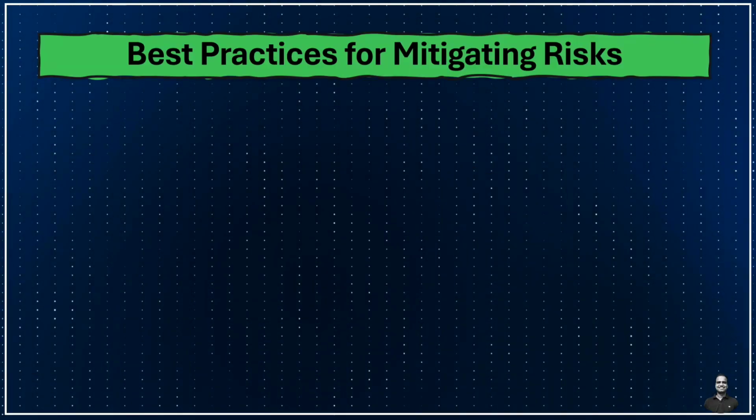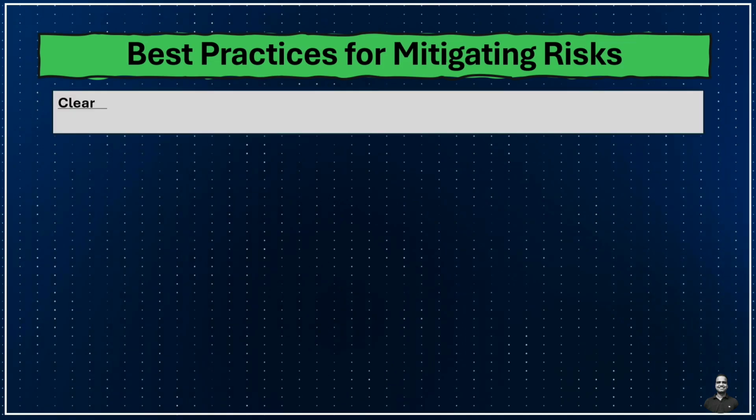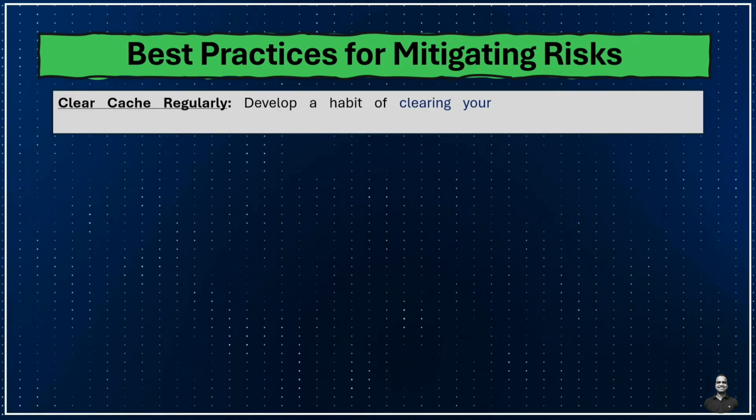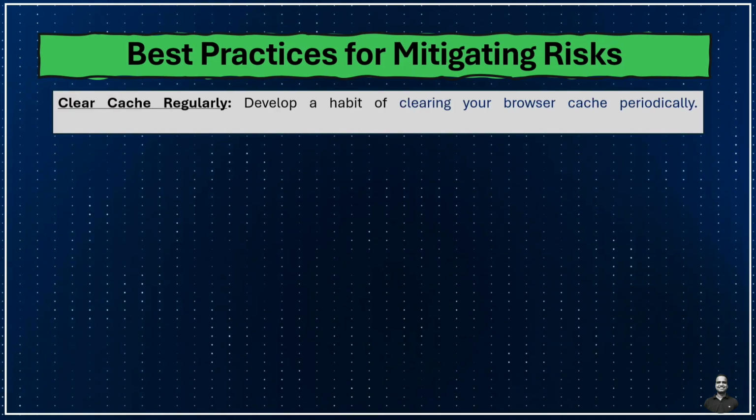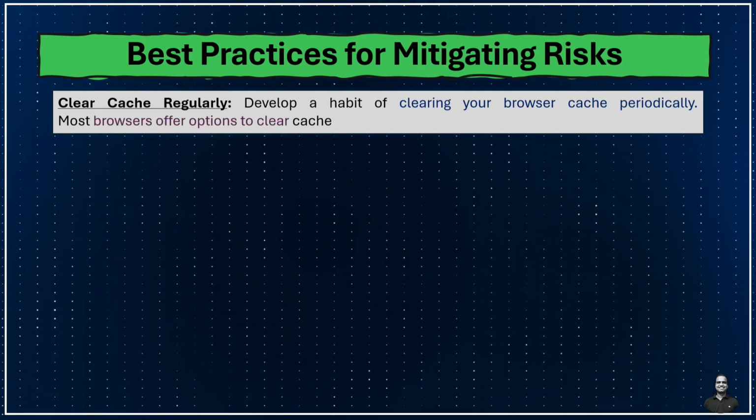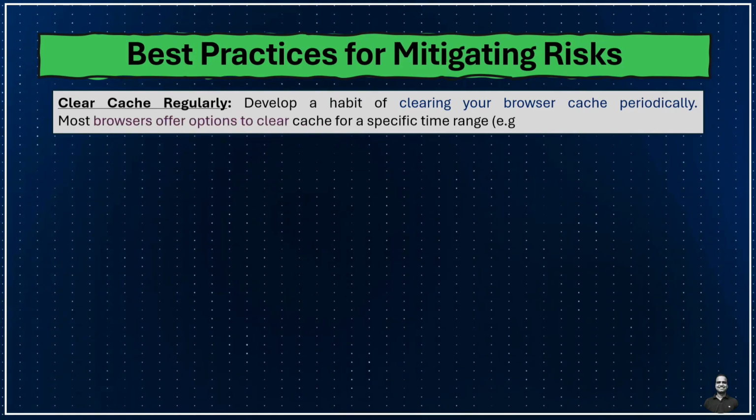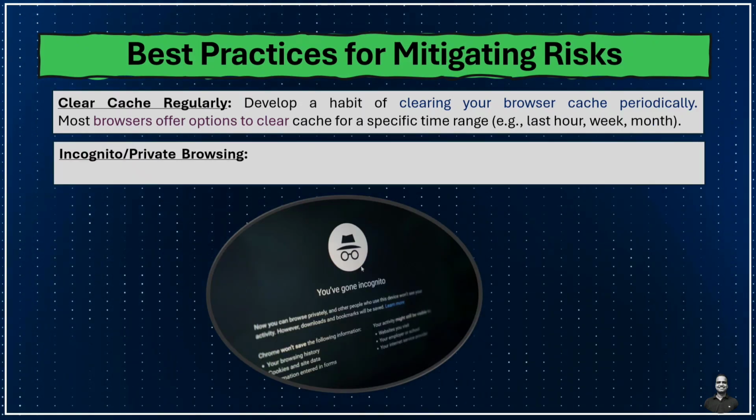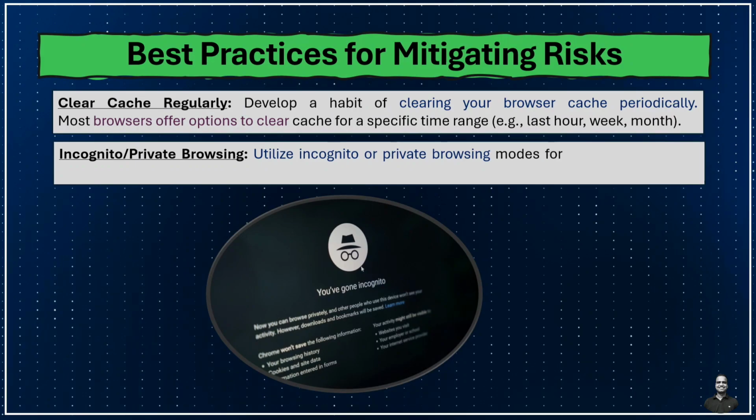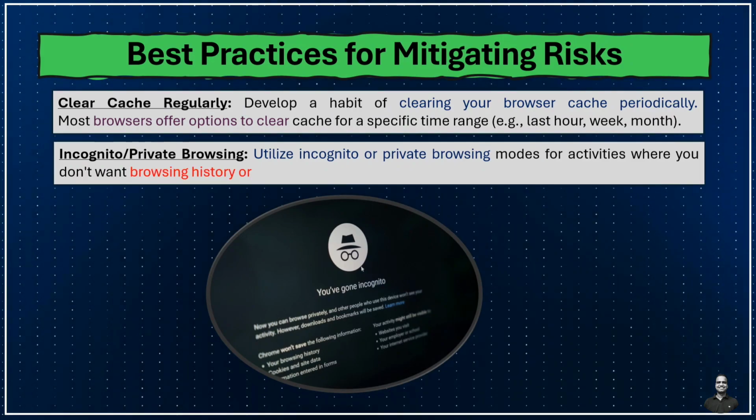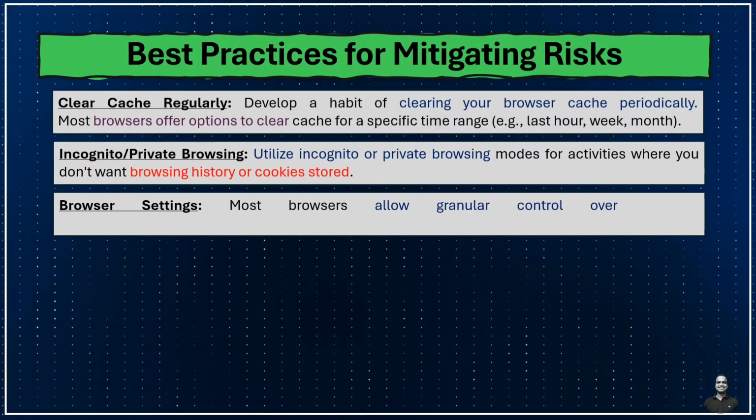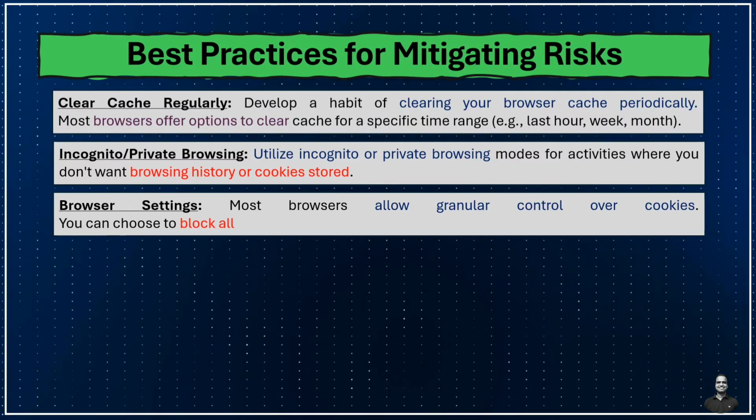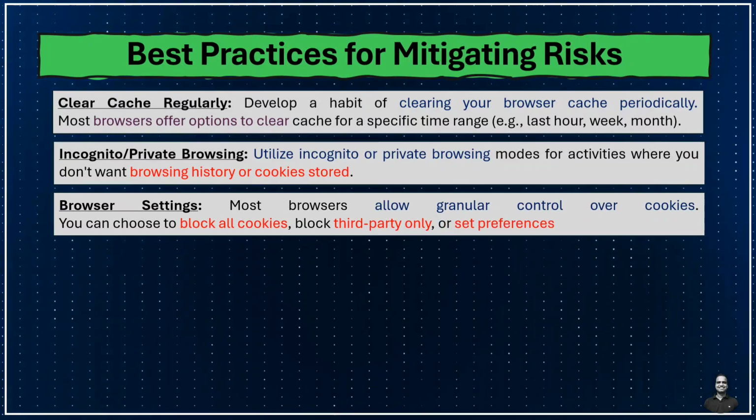What are the best practices for mitigating risks? Clear cache regularly. Develop a habit of clearing your browser cache periodically. Most browsers offer options to clear cache for a specific time range, last hour, week, month, right? Incognito or private browsing. Utilize incognito or private browsing modes for activities where you don't want browsing history or cookies stored. Most browsers allow granular control over cookies. You can choose to block all cookies, block third-party cookies only, or set preferences for specific websites.